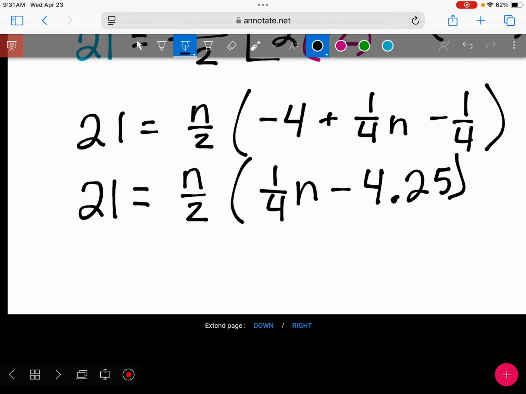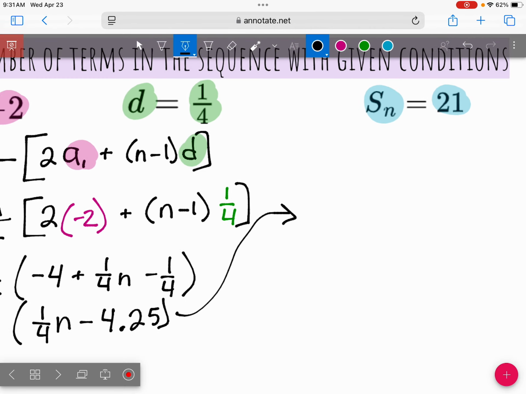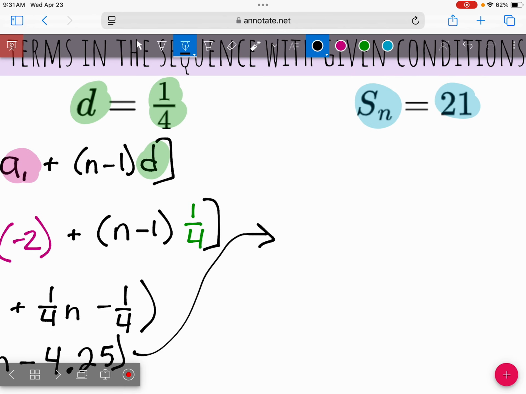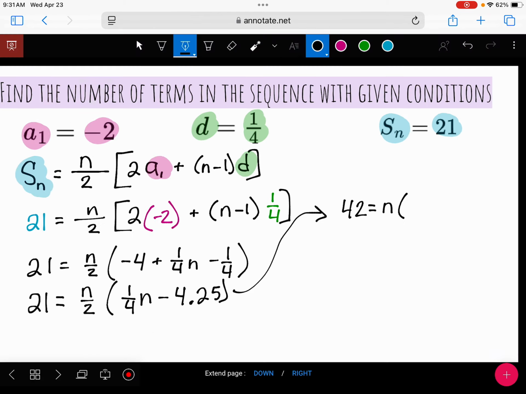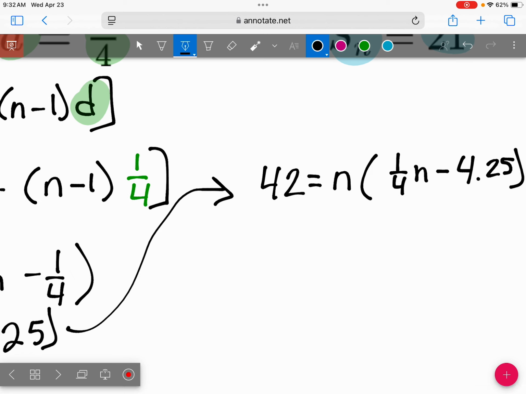You can multiply both sides by 2. I'm going to bring this up over here just because I'm running out of space. So if you want to multiply both sides by 2, totally fine. We're getting 42 equals n times that exact middle bit, 1/4 n minus our 4.25, or what is that, 17/4? Whichever way, doesn't matter. Then what?